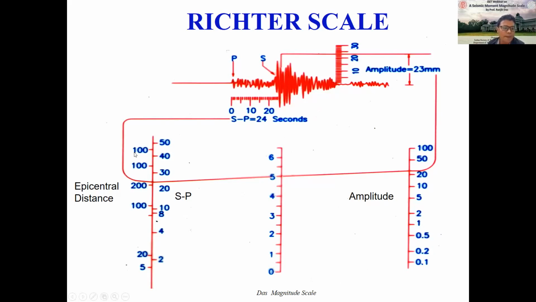And this is another thing, the epicentral distance, which we have to calculate from the graph. And this is the S minus P time gap, 23. We have to make a straight line from this point to this point, and where it intersects the magnitude scale, that is the magnitude by graphical representation.